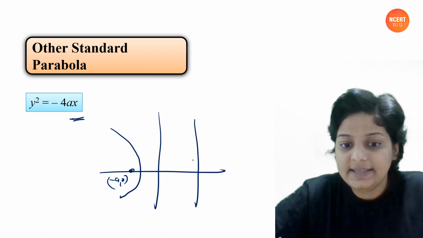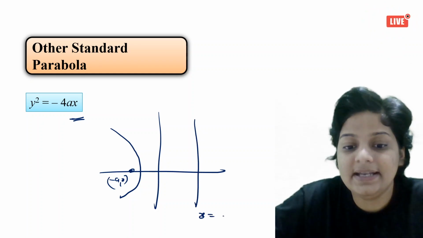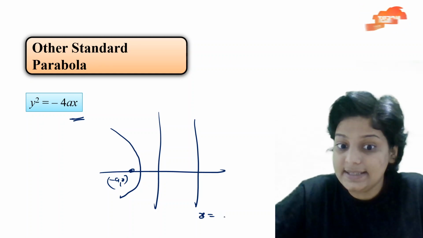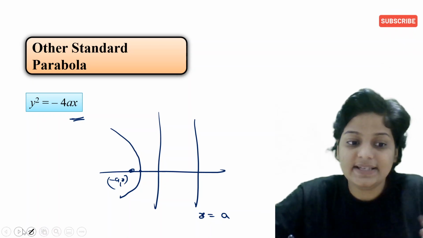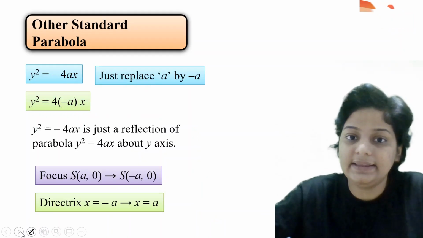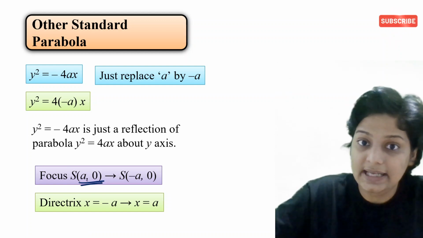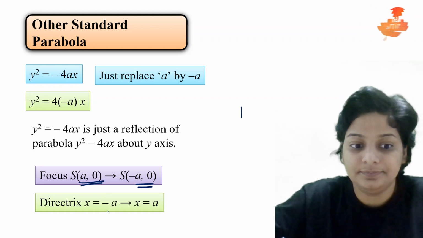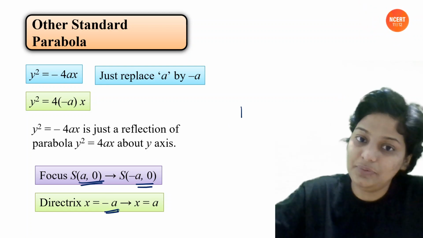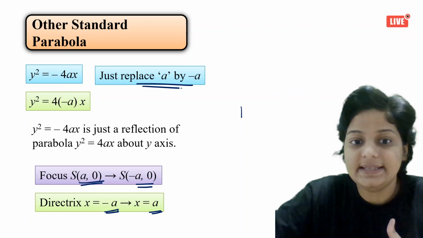Everything else will remain same. डायरेक्ट्रिक्स ये होगा, बस सबका साइन चेंज होगा. x इक्वल टू पहले माइनस a था, अब हो जाएगा प्लस a, है ना. हर एक चीज का सिर्फ साइन बदलेगा, जहां पे भी a था वो will get replaced with minus a. So focus was initially a comma 0, now it will be minus a comma 0, right. Directrix was x equal to minus a, now it will be x equal to a. Just replace a by minus a.